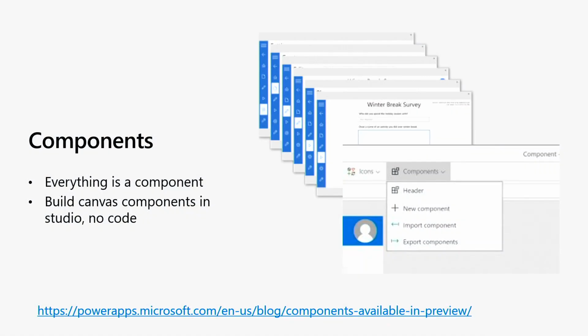So what are some of the different types of components? I'm not sure. This has been in preview for a couple of months, I think.